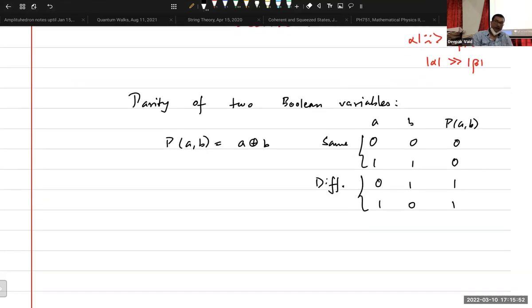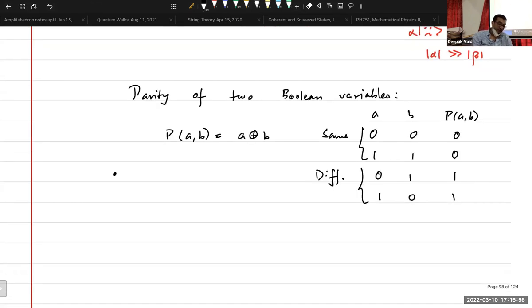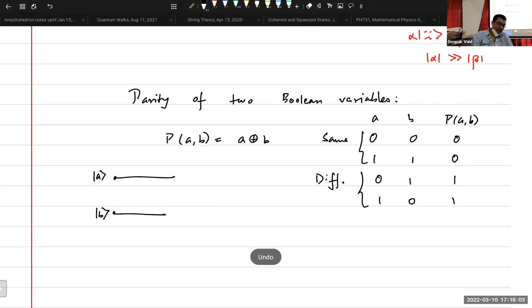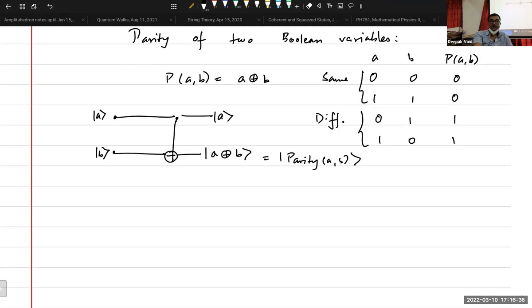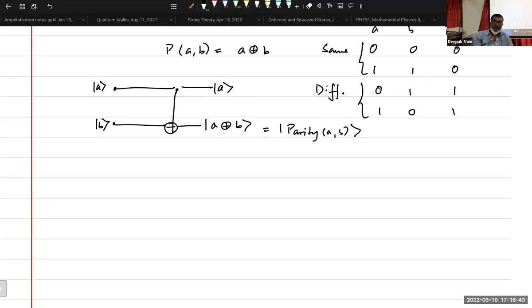And we can implement this in a circuit using a C0 gate. Because what is the operation of a C0? If you have a state A and a state B, the output is the state A XOR B. So this is giving you the parity of A, B. You can measure this parity, or use it in the circuit to determine whether A and B are the same or different, and depending on the outcome, you can perform your recovery.